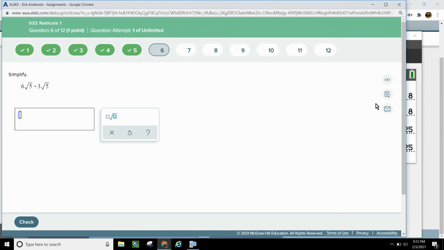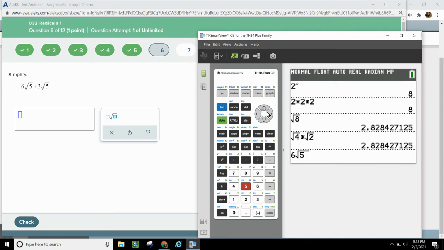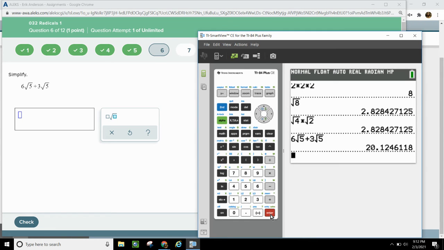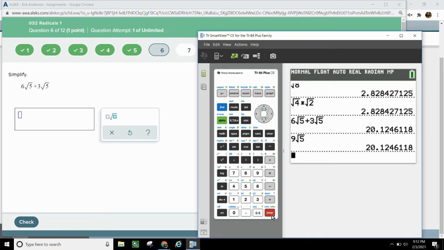Simplify 6 root 5 plus 3 root 5. If we put in our calculator 6 square root 5 plus 3 square root 5, it's going to give us 20.12. It's an irrational number. But what it's really asking us to do is simply to combine like terms. 6 root 5 plus 3 root 5 is the same as 9 root 5. Simply add the coefficients.